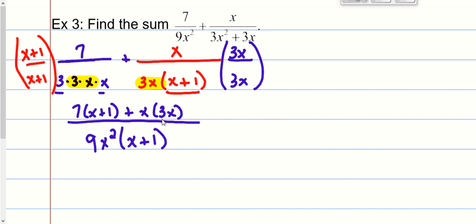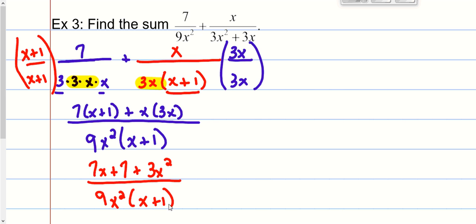So I don't need everything doubled. I just need to see what all I'm missing from each side. Now, go ahead and simplify the top of that fraction. So 7 times x is 7x. 7 times 1 is 7, so 7x plus 7, plus x times 3x is 3x squared, over, and then we have our 9x squared times x plus 1. We're just going to leave that there for right now.